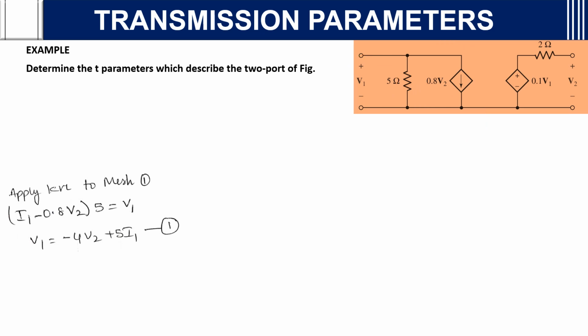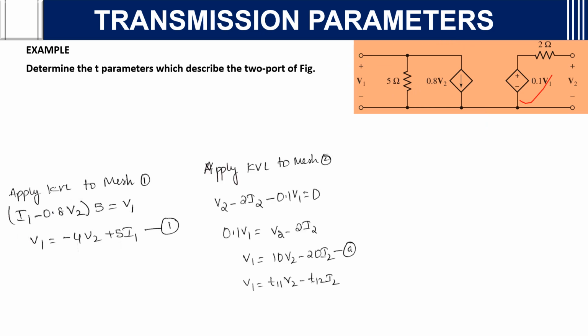Now we need to apply KVL to mesh 2. So V2 minus 2 I2 minus 0.1 V1 equals 0. We want T parameters, so if you substitute these values and rearrange, V1 is equal to 10 V2 minus 20 I2. That is nothing but V1 equals T11 V2 minus T12 I2. Then if you substitute this V1 in the first equation, you will get T21 and T22 also.